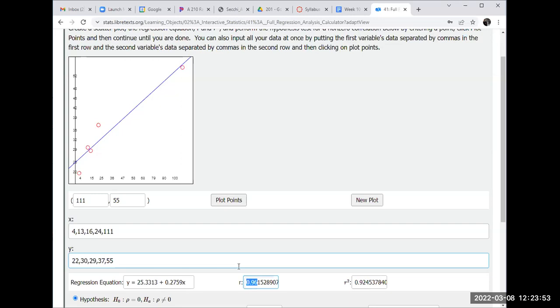So pretty much that's the only time you're going to see a perfect R equals 1: when there is a mathematical relationship between the two variables. Does that make sense?